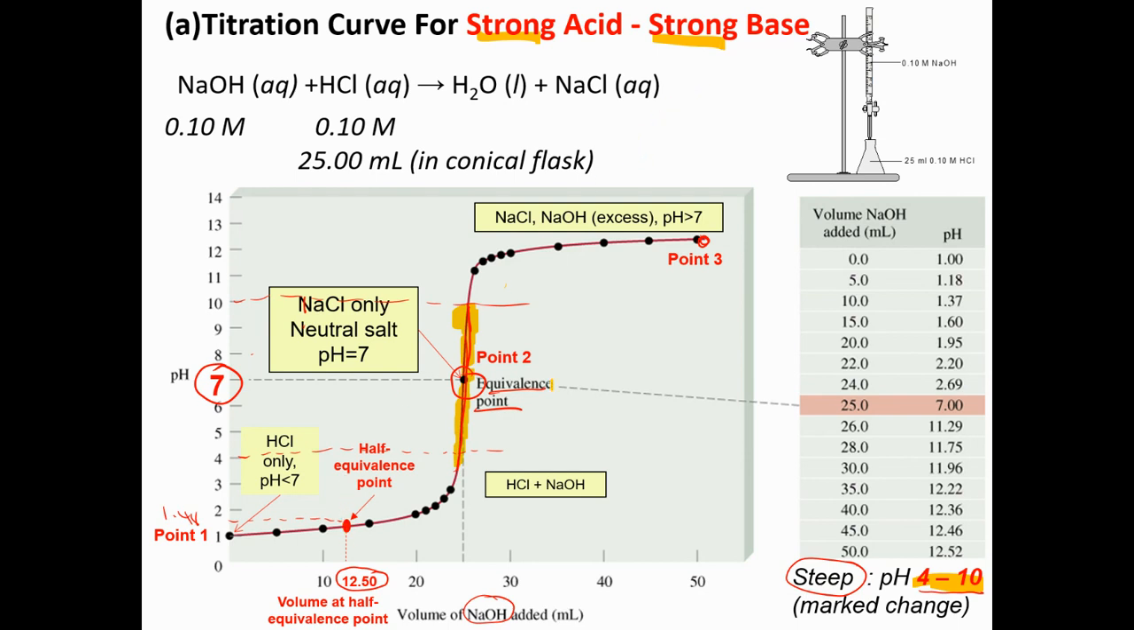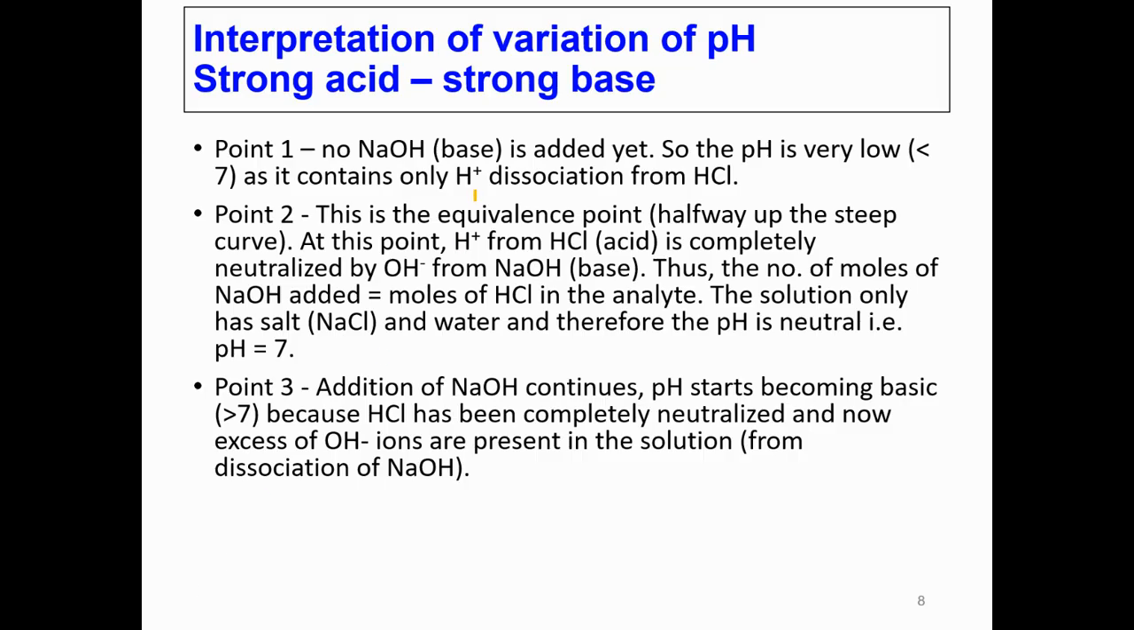So remember to calculate this one, MAVA over MBVB equals a per b, in order to get the volume of the equivalence point. If we want to get the half equivalence point, remember the base is half of the acid, depending on which one we are starting with. Now let's look at the meaning. Point 1, when no sodium hydroxide is added, the pH is very low because it only has H plus coming from HCl.